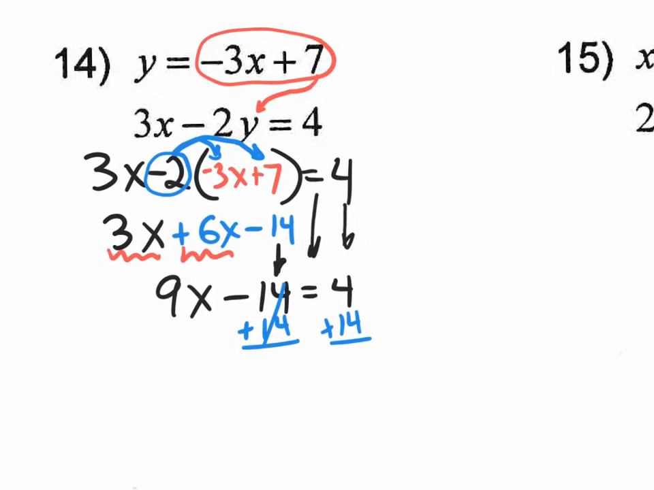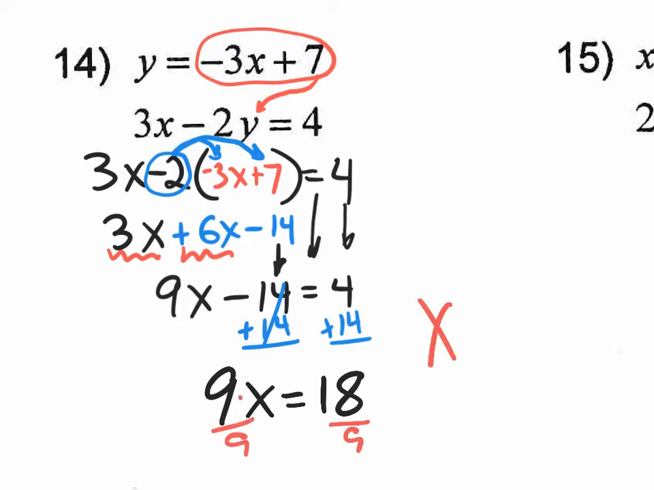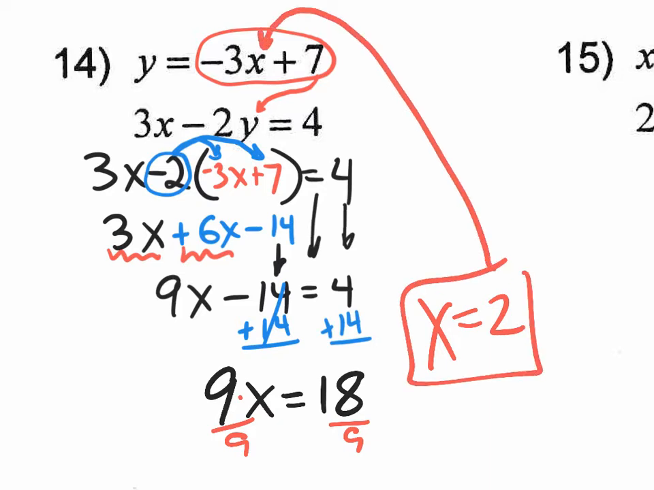We're going to end up with 9x equaling 18. You get rid of that 9 by dividing by 9, dividing by 9. Yes, x equals 2. You have one answer, you need the other. Take the value of 2, plug it right into the x. So we're going to have y equals negative 3 times 2 plus 7. Again, the 2 we're plugging right into the x position.